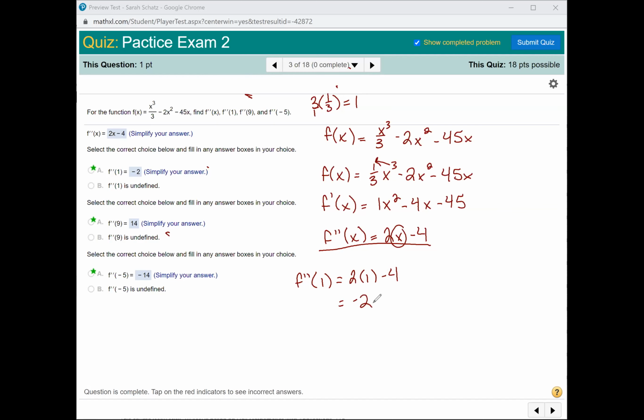And then let's find it at 9. So it'll be like 3 different values it has you find it at. So at 9, we're looking at 2 times 9 minus 4. 18 minus 4 is 14. And then lastly, it wants the second derivative at negative 5. Just make sure, depending on what yours ends up looking like, be careful with your negative.